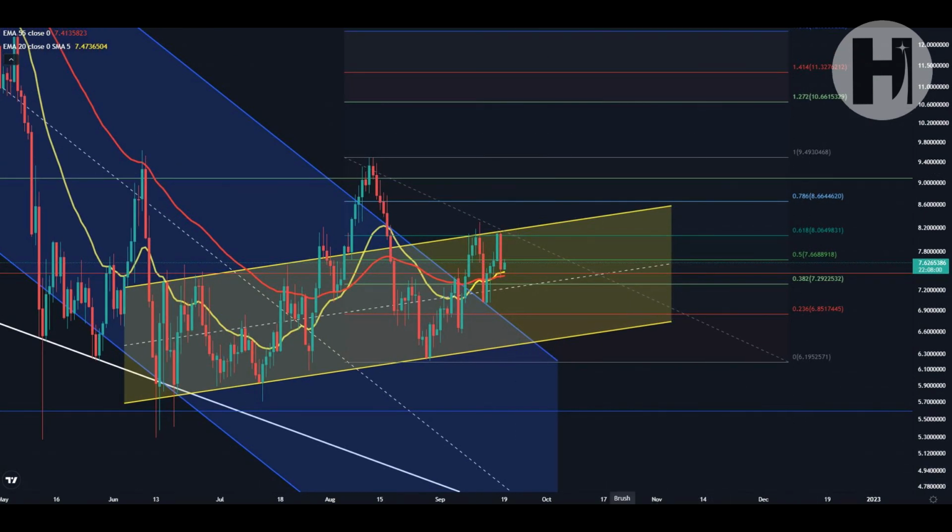Now, the second Fibonacci retracement that I have on is a bit smaller, right? So we're just using this smaller fractal.